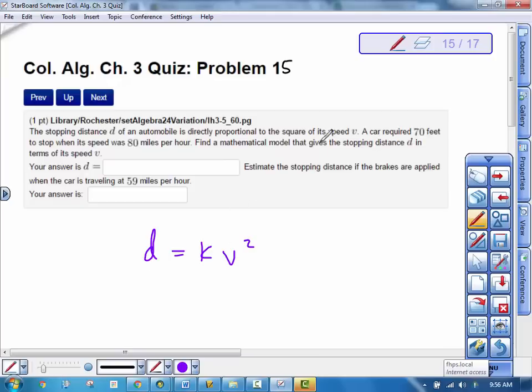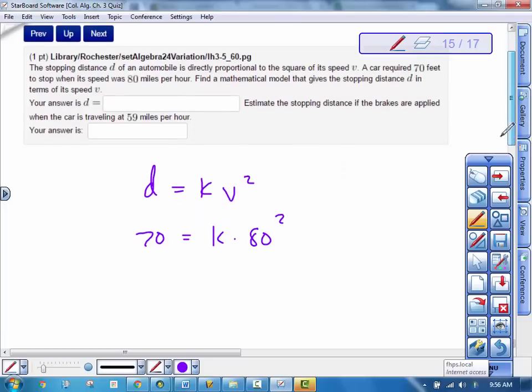Okay, the stopping distance d for the next problem is directly proportional to the square root of v, speed. So we can translate that English sentence to math. And then it says a car required 70 feet to stop, so they gave us d, when it was going 80 miles per hour. So that will give us k. We plug it in and solve. And we don't care about the units for this as long as when they give us the next part to answer, our units are the same as far as speed. They give us a speed here, so we need to make sure that it's in miles per hour for both of them.